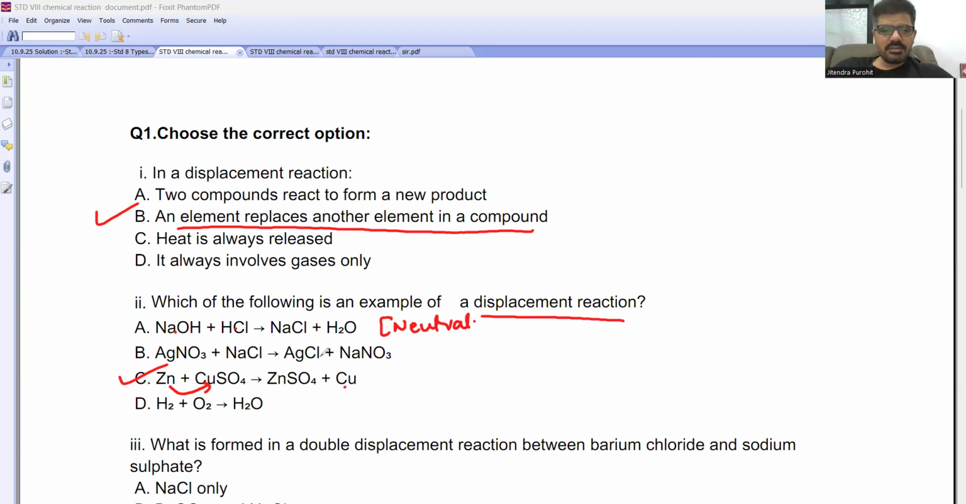What is this one, beta? This is precipitation. Right? And this is what, beta? Combination. Clear?